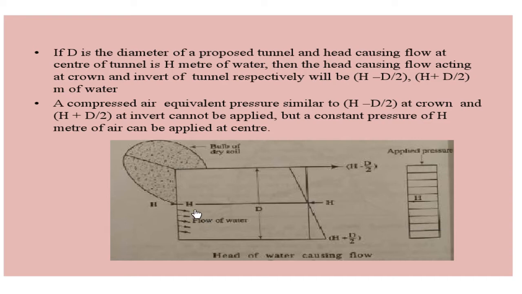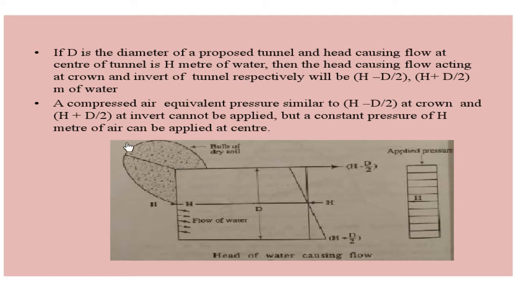Let us imagine this portion as the tunnel, and the diameter of the tunnel is d. Since we are going to construct the tunnel in a water bearing strata, the head of flow which can cause water flow is taken as h exactly at the center of the tunnel. At the crown portion, meaning the uppermost part, and at the invert, meaning the bottom portion of the tunnel, the head of water which causes the flow will be h minus d by 2 at the crown and h plus d by 2 at the invert.